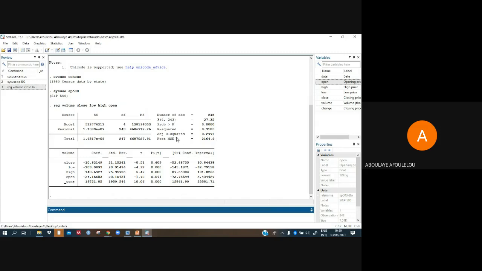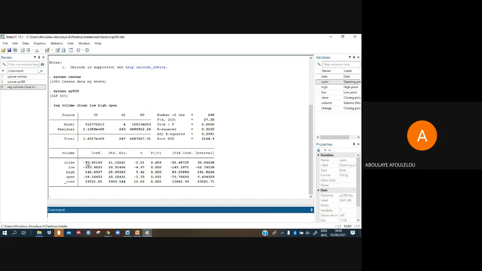Okay, now the adjusted R squared is good when we are comparing two models. The higher the adjusted R square, the better the model. When we are comparing two models, the one which has the higher adjusted R square is better than the one with the lower adjusted R square. But now we have to talk about our coefficients. We have coefficients here, standard errors, t and p values.